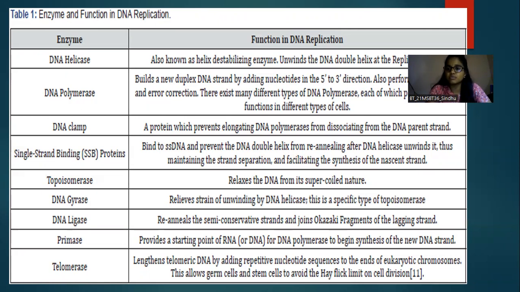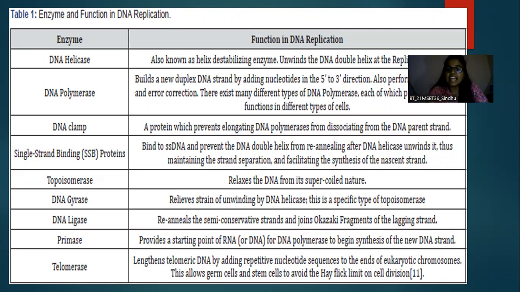Next, you have topoisomerase. It relaxes the DNA from its supercoiled nature, because supercoiled DNA is highly coiled, so it is very stable. After it is unwound, it becomes unstable, so there should be something to relax the DNA during that time. That function is performed by topoisomerase. Then we have DNA gyrase. DNA gyrase relieves the strain of unwinding by DNA helicase. This is a special type of topoisomerase.